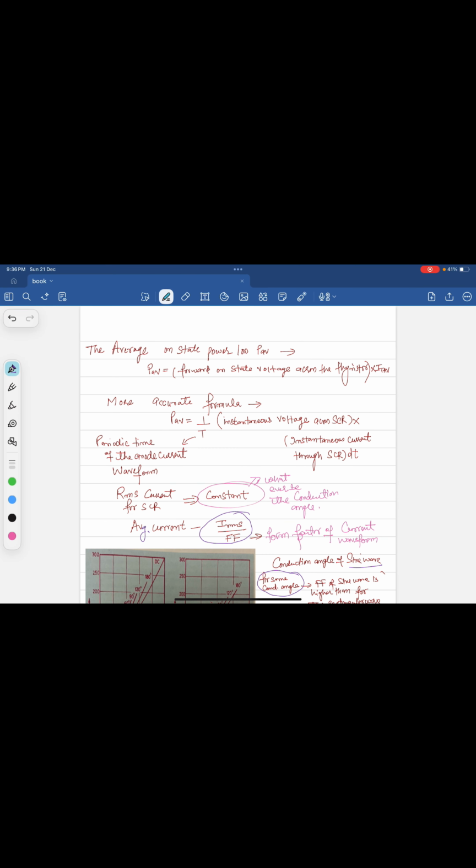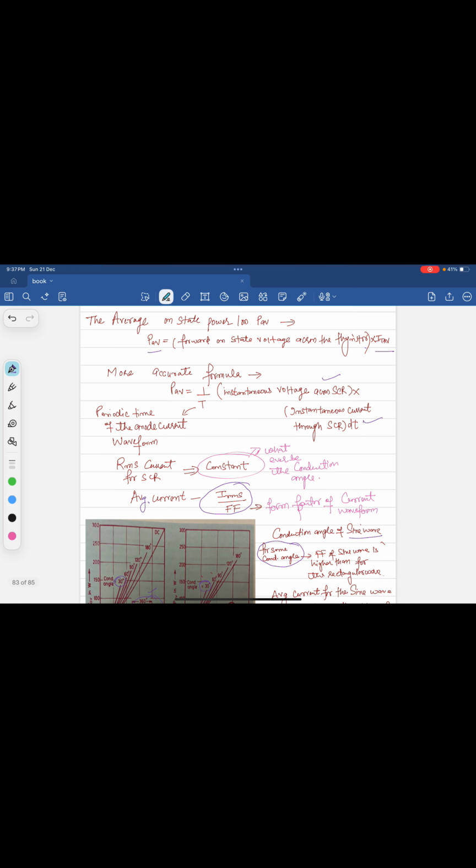If we calculate here, the PAV is the average on-state power loss. Its formula is calculated by the power: forward on-state voltage across a thyristor into the average on-state current. More accurately, we can calculate it by 1 upon time period into instantaneous voltage across the SCR into instantaneous current, where T is the periodic time of the anode current waveform.